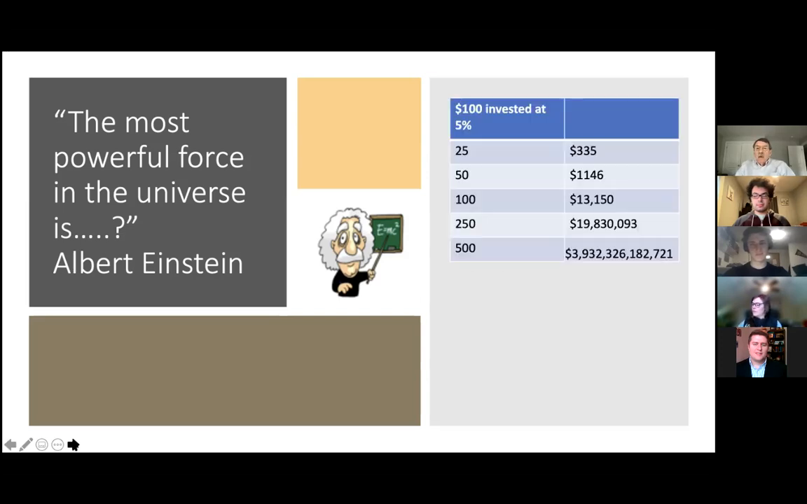So if you invest $100 at 5% interest, okay, so every year you get 5%. Compound interest means you get interest on the original money you put in plus the interest you earn. So if you put $100 at 5%, at the end of year one, you'll have $105. In the second year, you're going to apply 5% interest to $105. And so if you do that, $100 at 5% over 25 years, you have $335. You do that through compound interest.